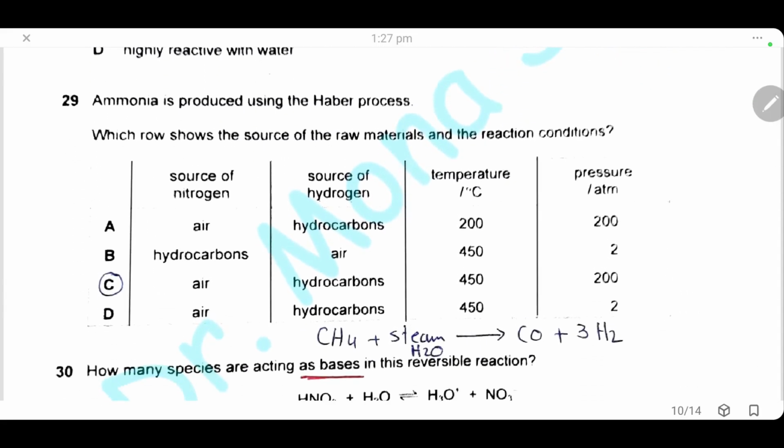Question 29. Ammonia is produced using Haber process. Which row shows the source of raw material and the reaction conditions? The raw materials are nitrogen gas and hydrogen gas. Nitrogen can be obtained from air by fractional distillation of liquid air, and the source of hydrogen is from the hydrocarbon methane. Methane reacts with steam to form hydrogen, and this is the source for hydrogen in the Haber process. And the condition for the Haber process is 450 degrees Celsius and 200 atmospheric pressure, so the answer is C.